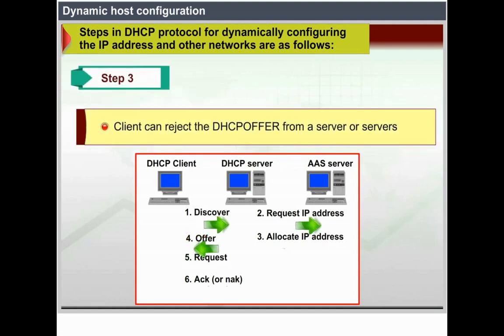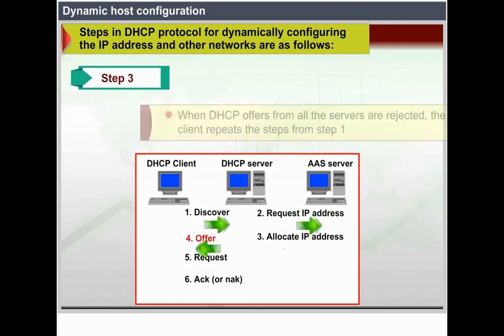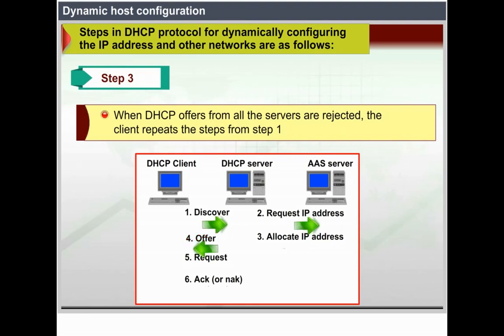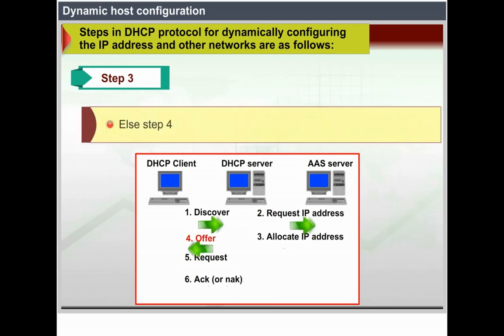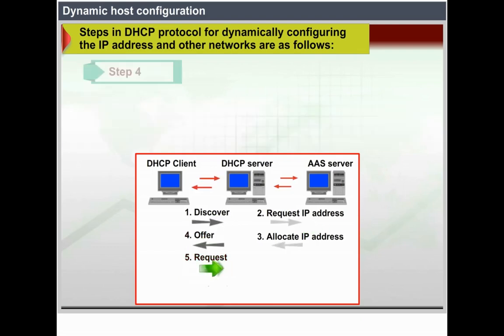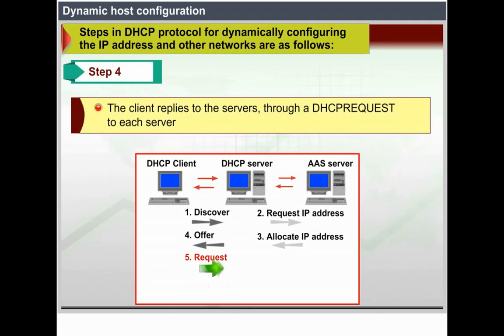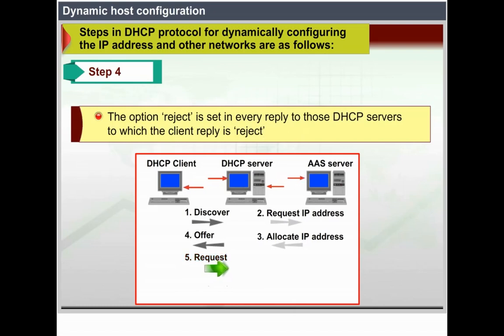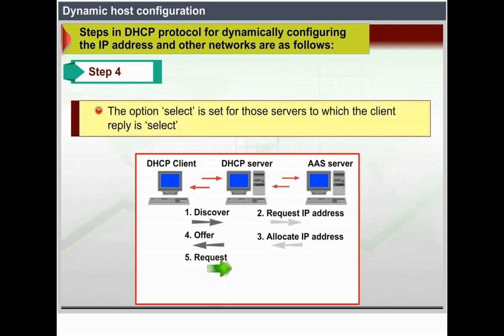Step 3. The client can reject the DHCP offer from a server or servers. When DHCP offers from all the servers are rejected, the client repeats the steps from step 1. Else step 4. The client replies to the servers through a DHCP request to each server. The option reject is set in each reply to those DHCP servers to which the client reply is reject. The option select is set for those servers to which the client reply is select.